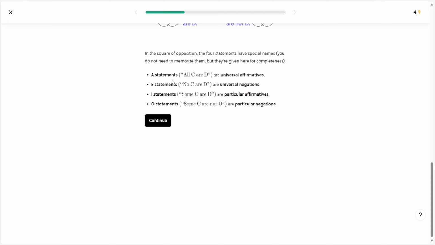A statements, all C are D, are universal affirmatives. E statements, no C are D, are universal negations. I statements, some C are D, are particular affirmatives. O statements, some C are not D, are particular negations. So universal, particular, affirmations, negations. Okay.